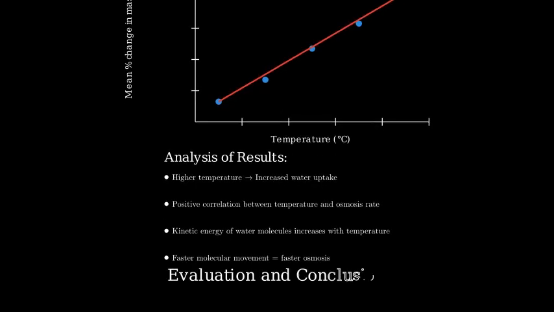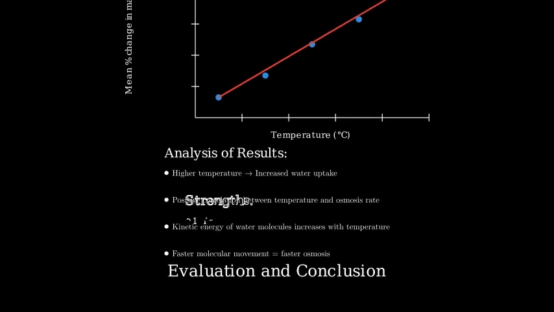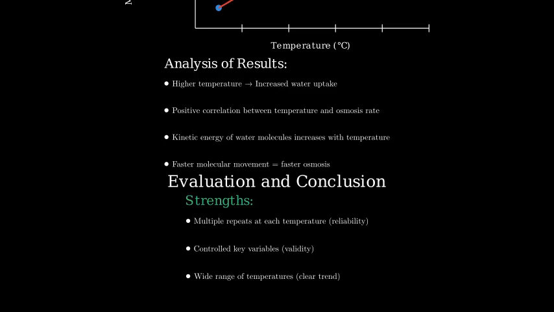Finally, let's evaluate our investigation method. Strengths of this method include: we used multiple repeats at each temperature to increase reliability. We controlled key variables like potato source, cylinder size, and immersion time. We used a wide range of temperatures to clearly see the trend.